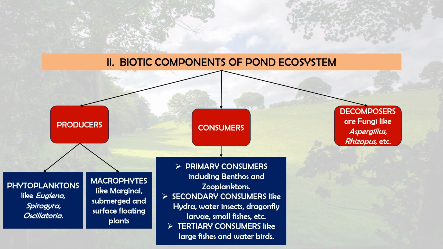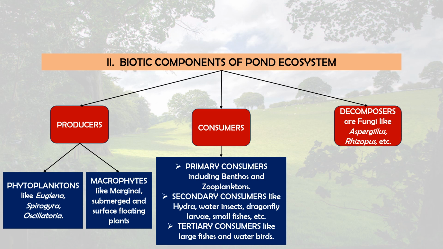Now we will discuss some biotic components of the pond ecosystem. Biotic components are the living part of the pond ecosystem. It consists of some plants, some animals, some microorganisms, and they all have different roles to play in that ecosystem. So, the biotic components present in the pond ecosystem mainly are producers, consumers, and decomposers.